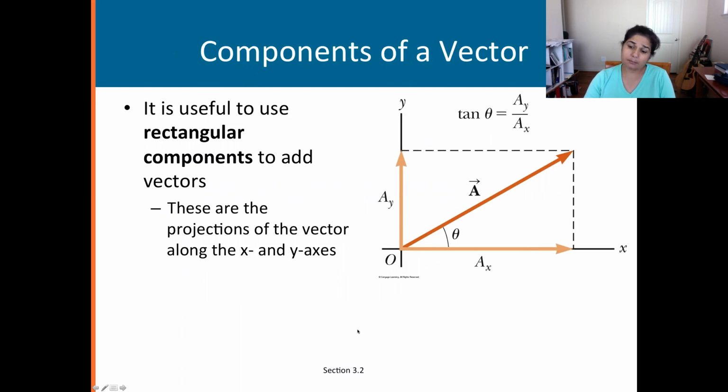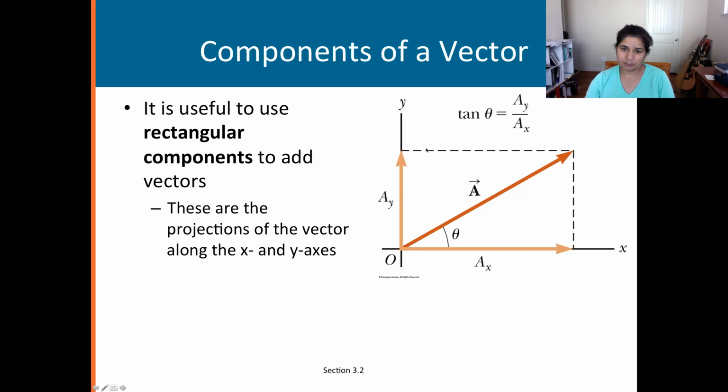So first of all, what are components of a vector? Here's a vector A, and these are my x and y axes. This is the x-axis, this is the origin, this is the y-axis. So vector A, this bright orange vector, can be split into components along the x-axis, so its projection along the x-axis. If I drop a perpendicular here, which is this dashed line, then this distance from the origin to that line, that's the x component. So this is Ax, my x component of vector A.